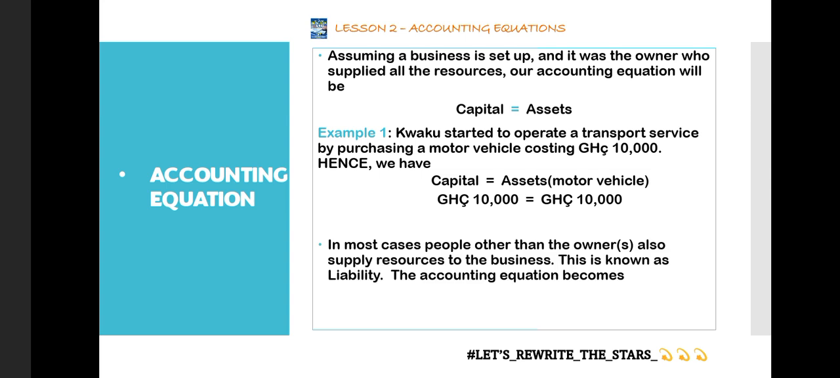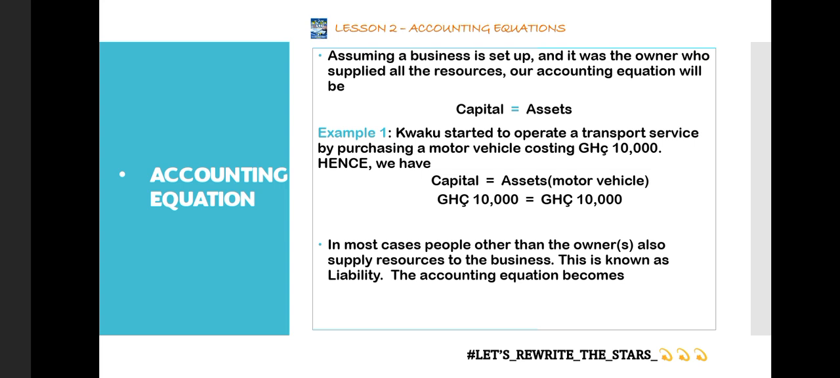In most cases, people other than the owners also supply resources to the business. This is known as liabilities. The accounting equation becomes, so we are introducing other factors.